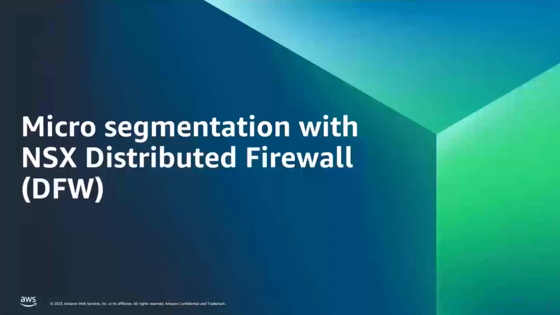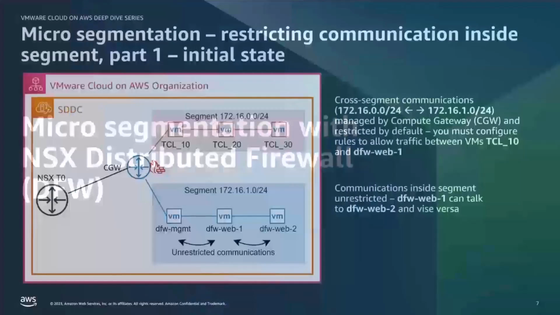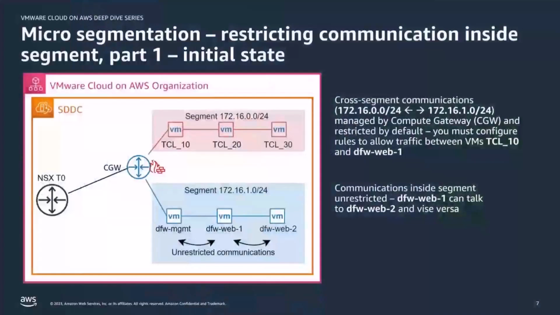Let's say we have segments and we would like to protect those segments inside SDDC. This approach is called microsegmentation, and it uses the NSX distributed firewall. So what is the task here? As you know, inside SDDC the Cloud Gateway takes care of protection, networking, and network communication between the network segments where you're running your workloads. So when you're creating different segments, Cloud Gateway by default restricts that cross-segment communication.